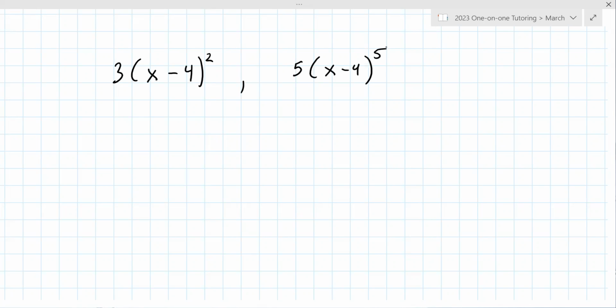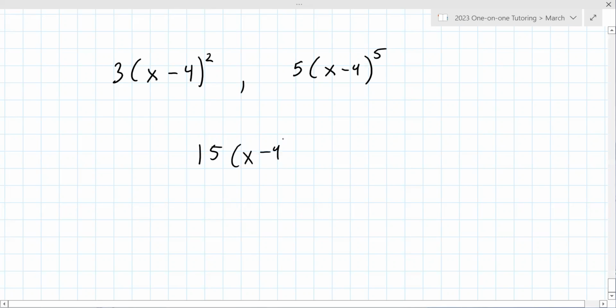So 3 and 5, their least common multiple is 15. And then (x minus 4) in the parentheses, and then to the 5th power. Yes. Okay, sounds like you got it.